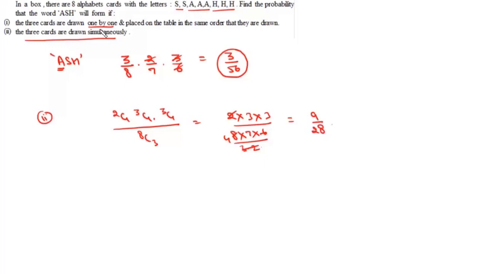So if the cards are drawn one by one, then this probability is 3 by 56. But if they are drawn simultaneously, then this probability will be 9 by 28.